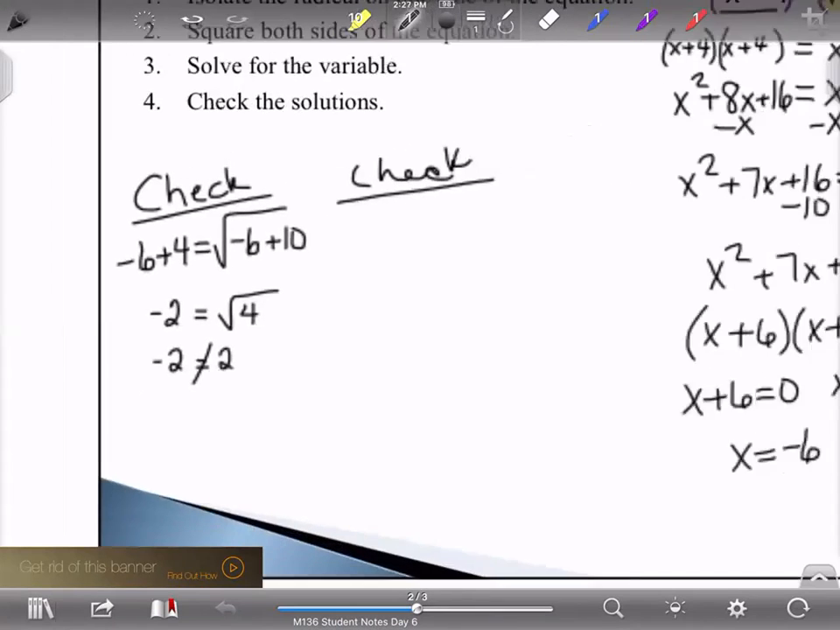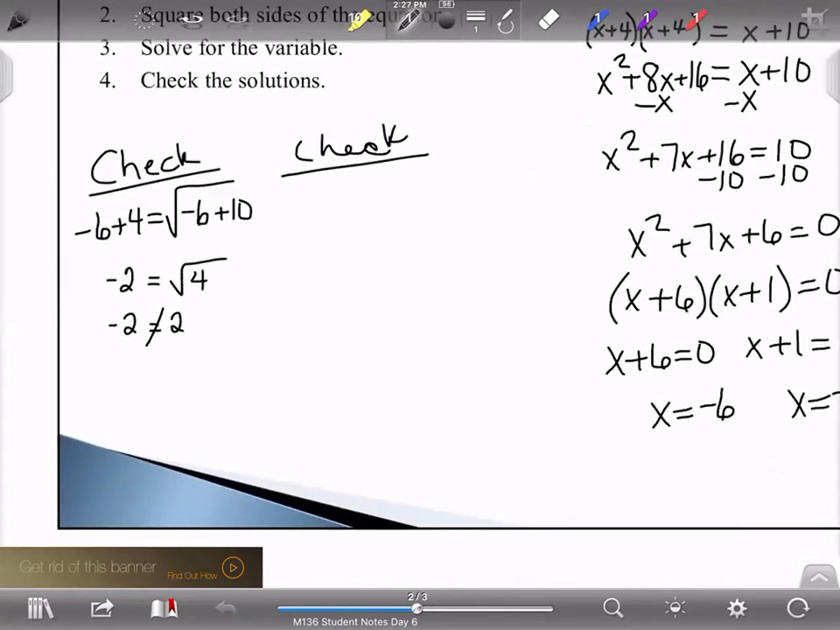What that means is that this answer right here is what we call extraneous. So we didn't do anything wrong. We solved the problem correctly. We just got an extra answer. So you see how extra is in the word extraneous. It just means, hey, that's an extra answer. It didn't work when we checked it, and this is the reason why we have to check them.